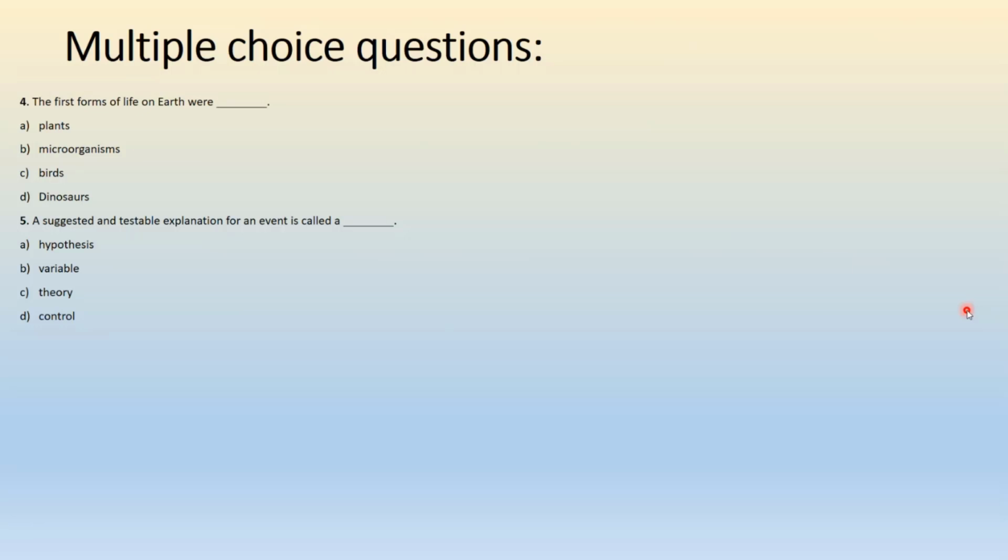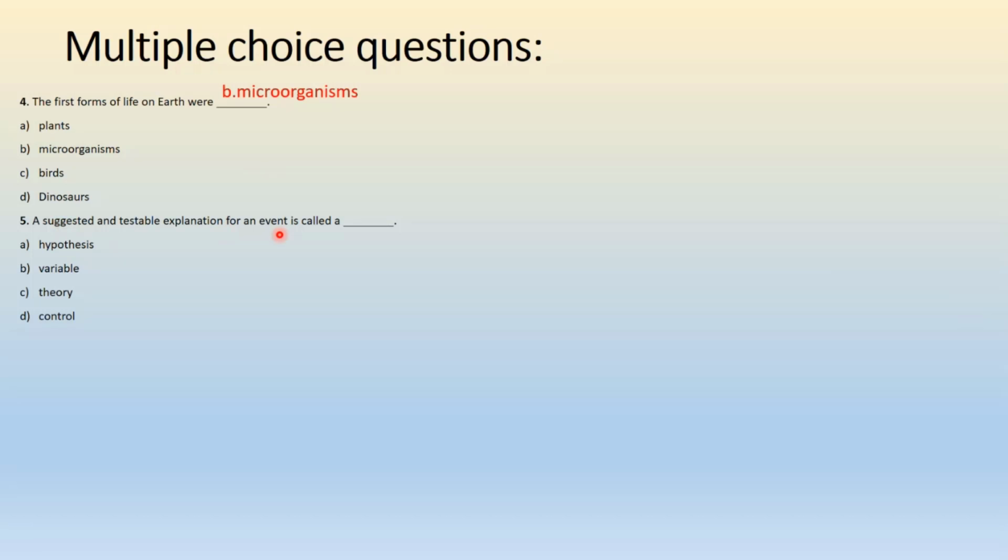Then we come here to the easy ones, which I also think is the most difficult one. Multiple questions, guys. Let's talk here. The first form of life on Earth, where? Anybody else? You are 100% correct. It's B, microorganisms.